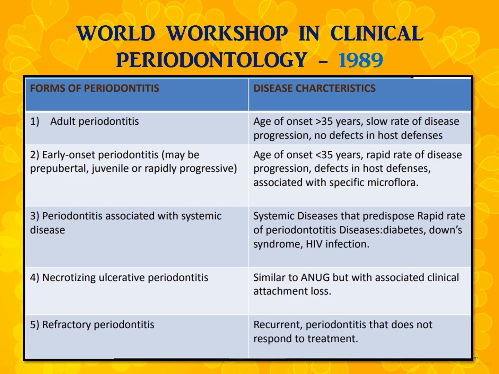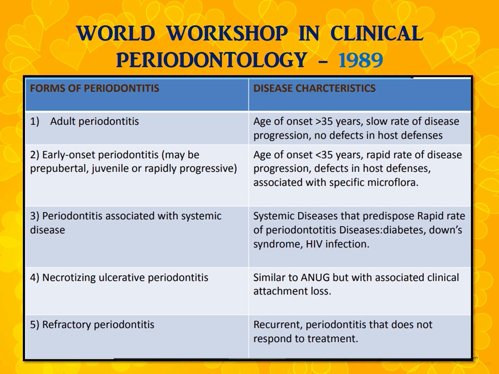Starting with the classification given by the World Workshop in Clinical Periodontology in the year 1989. 35 years of age was set as an arbitrary separation of periodontal diseases. In adult periodontitis, the age of onset was greater than 35 years, whereas in early onset periodontitis, the age of onset was less than 35 years. Adult periodontitis had a slow rate of disease progression with no defects in host defenses, whereas early onset periodontitis had a rapid rate of disease progression with defects in host defenses, and it was associated with specific microflora.